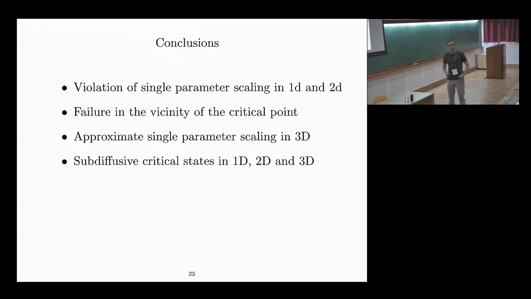What we've done is look at whether single parameter scaling holds for the metal insulator transition in these quasi-periodic models. What we find from our numerics is that there's a violation of single parameter scaling in 1D and 2D, and there's approximate single parameter scaling in 3D. Why do I say approximate? Because there are still fluctuations over the smooth beta of G behavior, so the single parameter scaling that we see is in some sense averaged over the fluctuation. But to within that average, there seems to be single parameter scaling in 3D, but not in 1D and 2D. In 1D and 2D, single parameter scaling fails very dramatically in the vicinity of the critical point, but that doesn't happen in 3D. And in all three dimensions, if you ask what the nature of transport is exactly at the critical point, it appears to be subdiffusive. Okay, thank you.